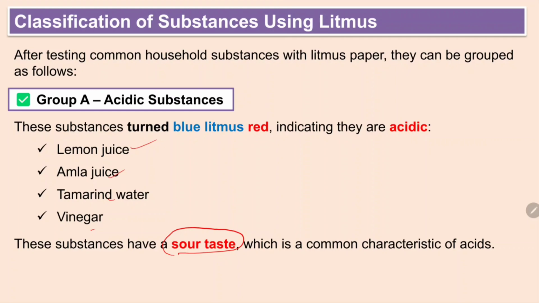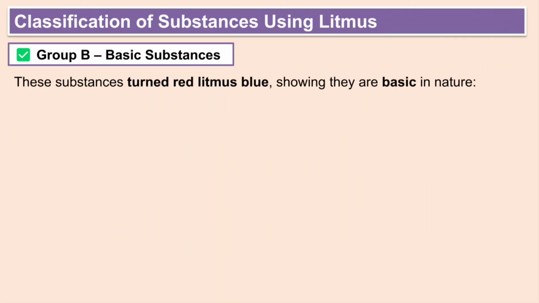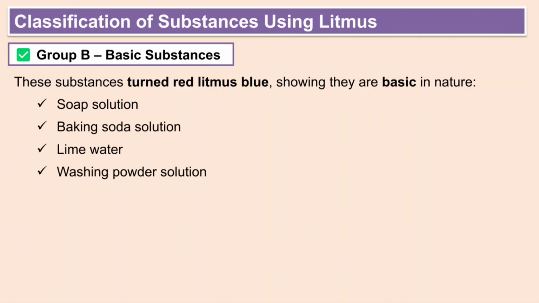Because acid is present in them, and the type of acid is also given in your book, and just now we have done it, isn't it? So try to remember the names, which acid is present in lemon or which acid is present in orange. Again, in group B, the basic substances. These substances turn red litmus blue, showing they are basic in nature.